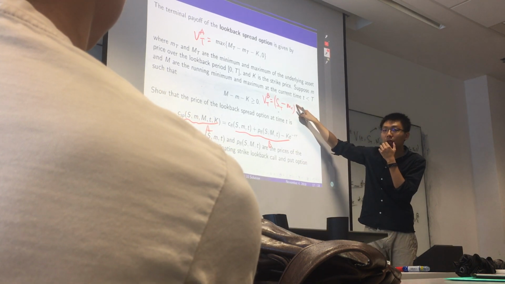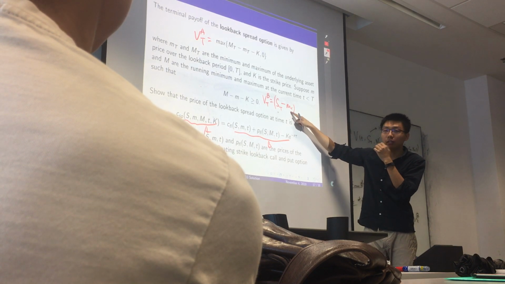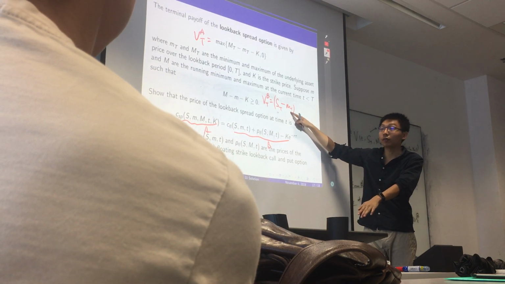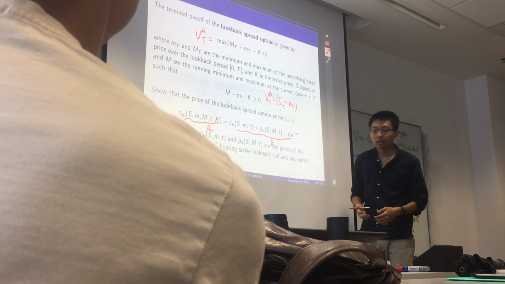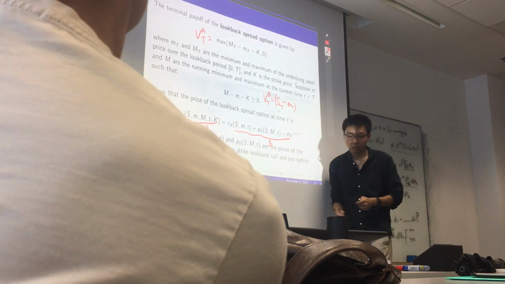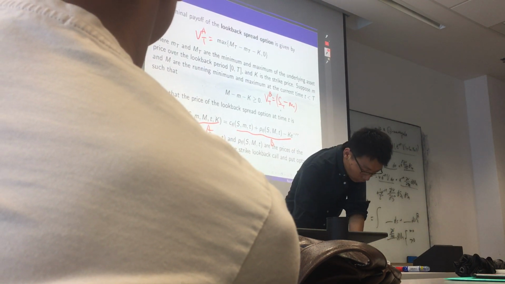Also, we might want to add this positive part here, because this is the lowest point of the stock price in the history. So the current stock price should be at least this amount. Okay. So we do not need this positive part.